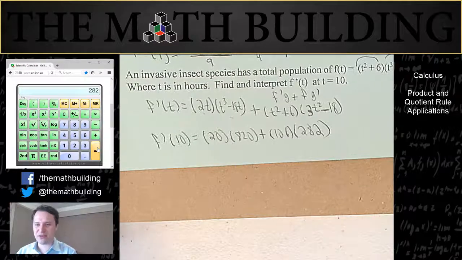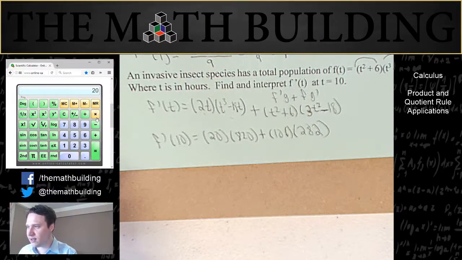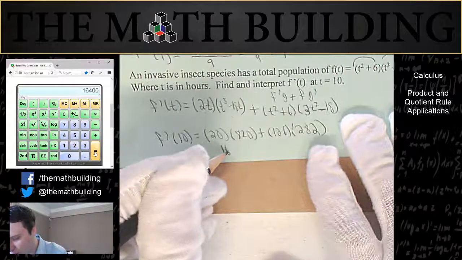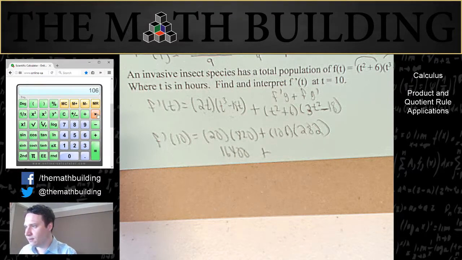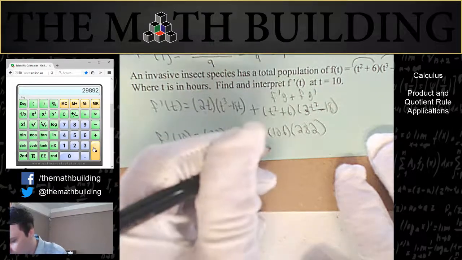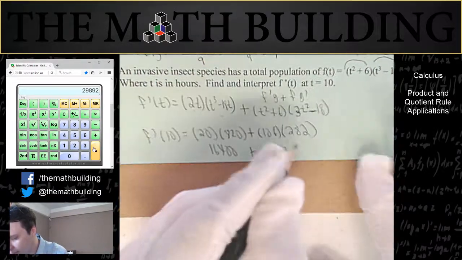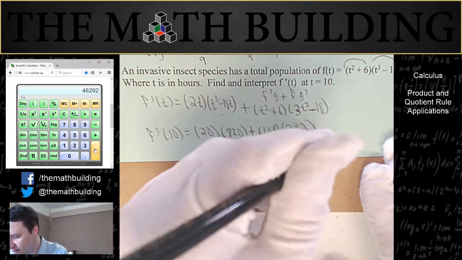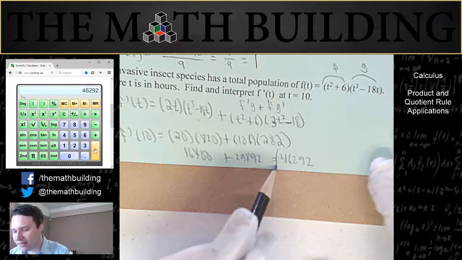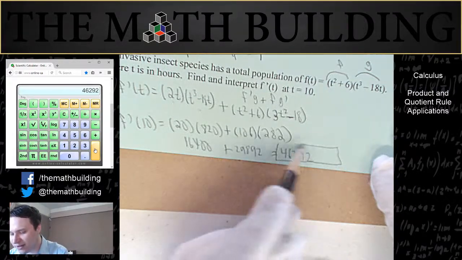So if we crunch that out, we'll get our answer. So let's do 20 times 820, which is 16,400, plus 106 times 282, which is 29,892. And so if we add that to 16,400, we get 46,292.